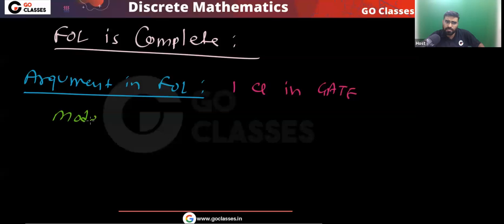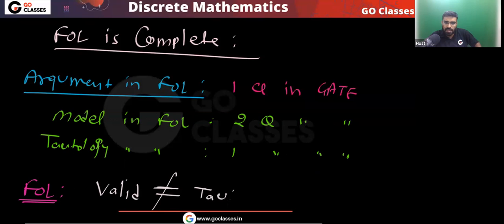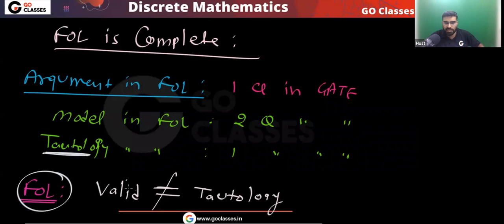There is a concept, model, in first order logic. In this, there are 2 questions in the GATE exam. And there is a concept, tautology, in first order logic. There is 1 question in the GATE exam. Let me tell you, in first order logic, valid is not the same as tautology. Is this clear? In first order logic, they are not the same. So tautology is different, valid is different. Valid we have already seen. But this tautology is also there.